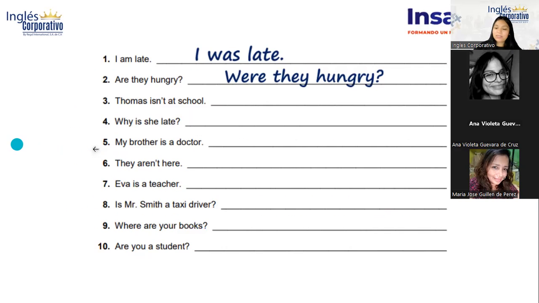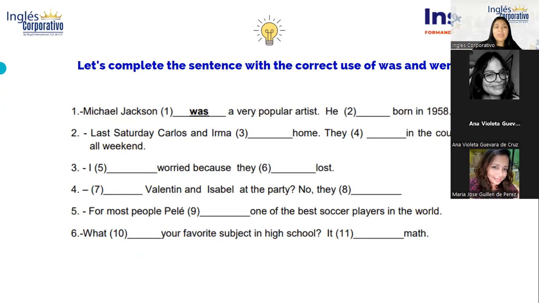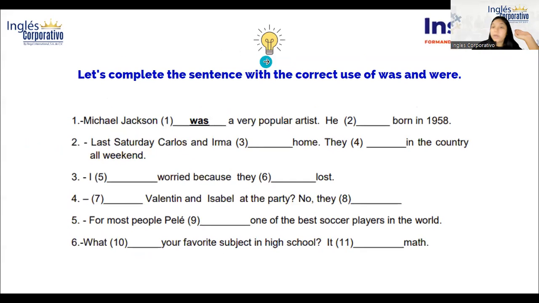So now let's continue. Okay. Let's continue with the next exercise. Okay. So on this one, the same thing. Tenemos que poner was or were. Okay. Number one, Michael Jackson was a very popular artist. He was born in 1958. Number two. Last Saturday, Carlos and Irma, too. They were in the country all weekend. Okay. Number three. I was born in the country. Excellent. Number four.